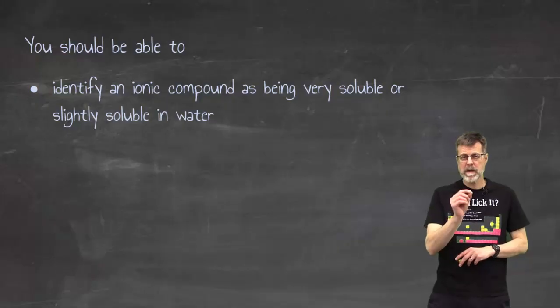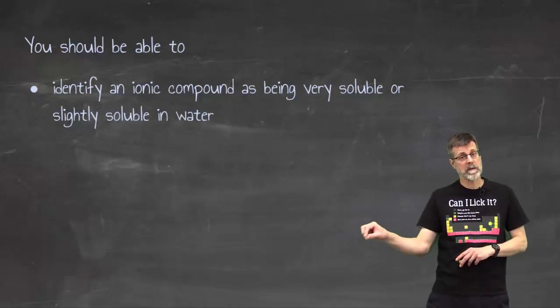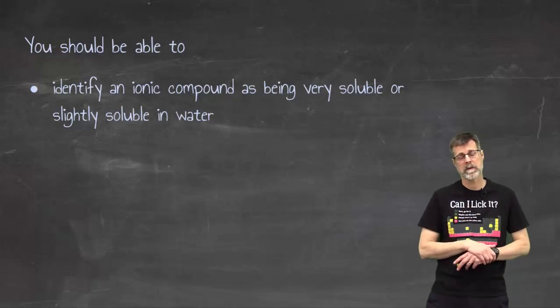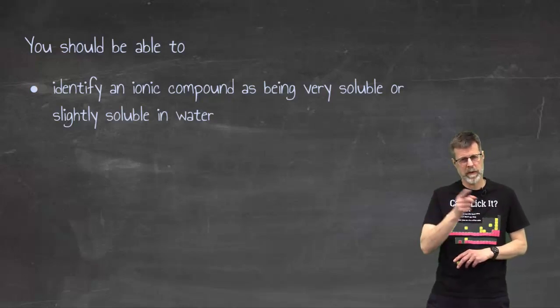Now, sometimes there are metals that have more than one possible charge, and one of them is on the list of exceptions and the other one is not. That one's going to be tricky. Well, it's not hard. We just have to be paying attention to it.